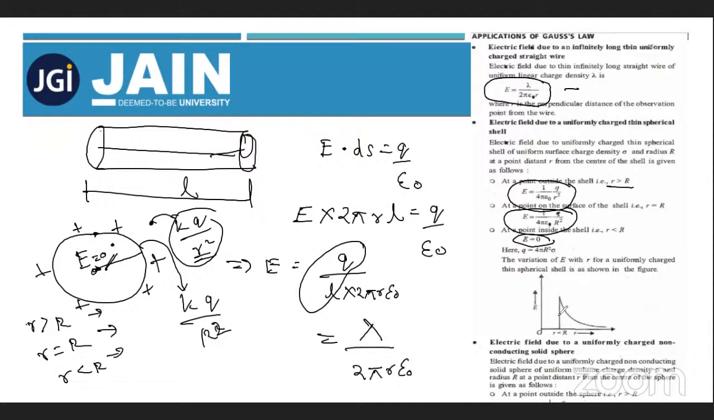Using this, we have the graph over here. It is basically 0 from here, then at r equal to R, and then again it falls like this because of the 1 by r square dependence. This type of graph is basically known as a rectangular hyperbola.